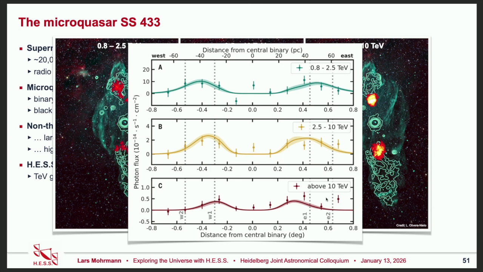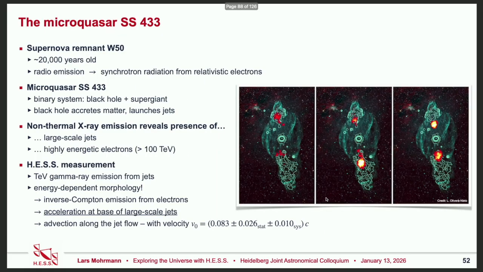And you can see a similar thing if you make a profile of the emission. You can see that this peak moves inwards towards the direction of the microquasar. And from this we conclude that the electrons must be accelerated here, where we see the high energy emission. And then these electrons are advected along the flow of the jets, and we can actually determine the velocity of the flow from this measurement here. Then they start to lose their energy, and when they have low energies, we observe them further along the jet here.